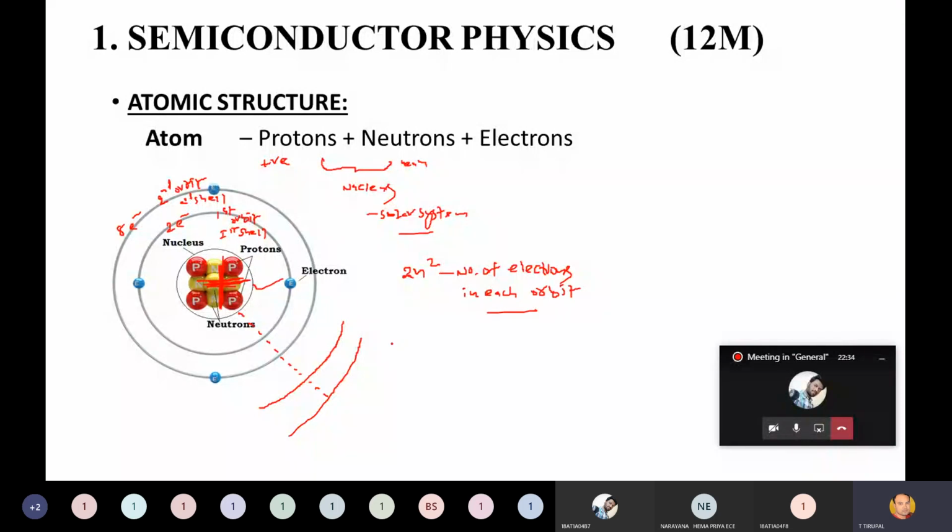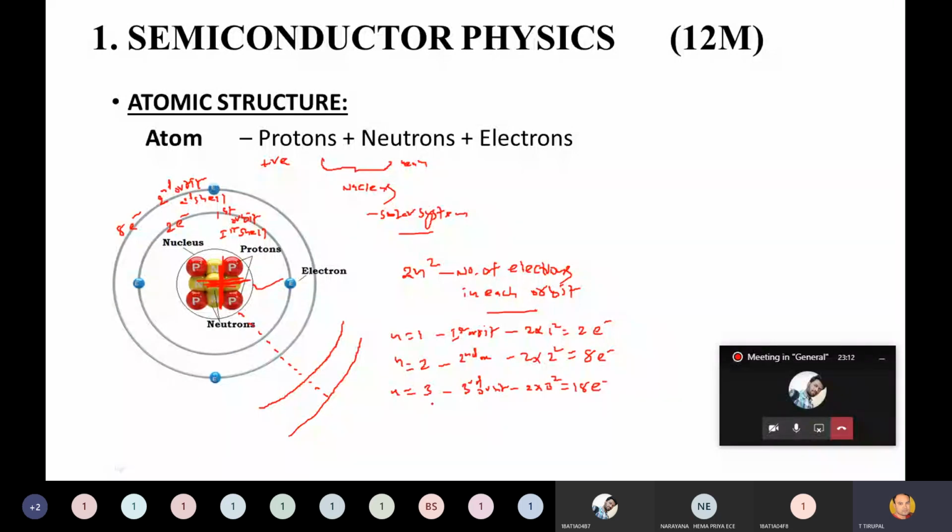Suppose n is equal to 1, which is the first orbit. How many electrons? 2 into 1 square is equal to 2 electrons. So 2 electrons revolve around the nucleus in the first orbit. N is equal to 2 is the second orbit: 2 into 2 square, 2 square is 4, 4 twos are 8, so 8 electrons. Likewise, n is equal to 3 is the third orbit: 2 into 3 square, 9 into 2, 18 electrons are revolving around the nucleus.